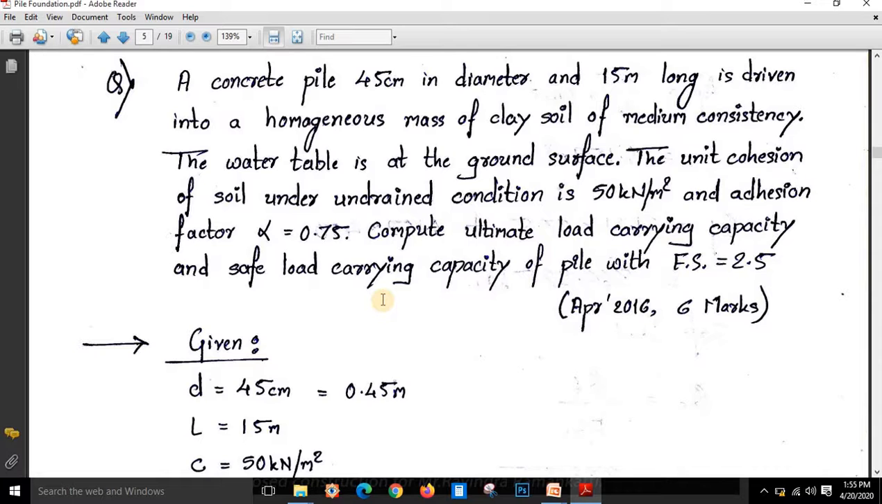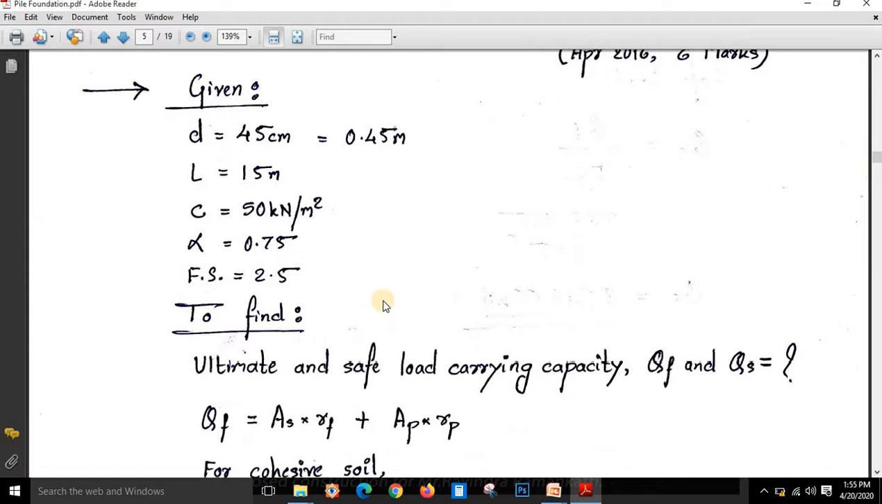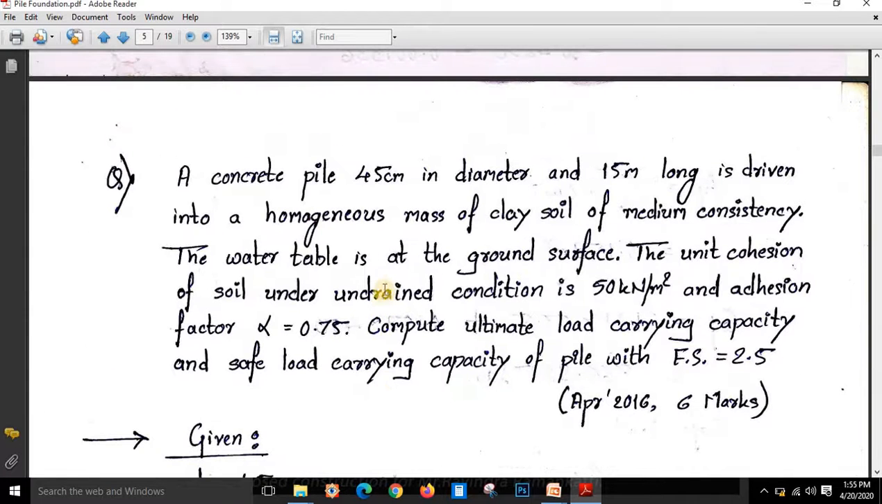So this problem is from April 2016 question paper. This problem is also simple. So this problem asks us about calculating the safe load carrying capacity of a pile.